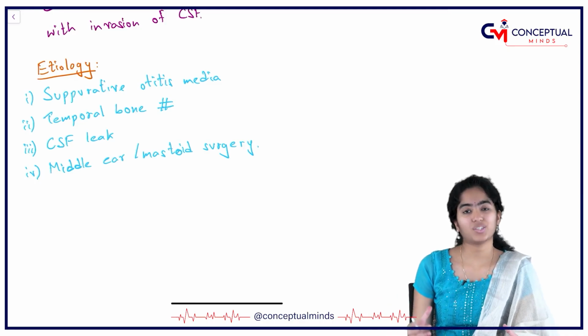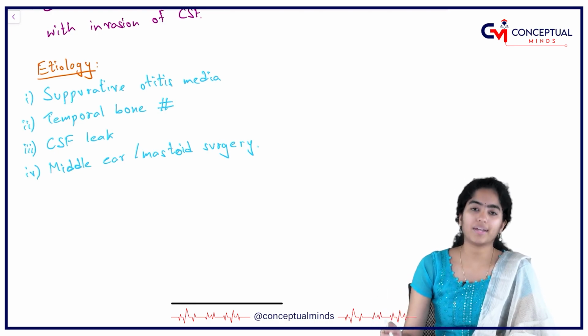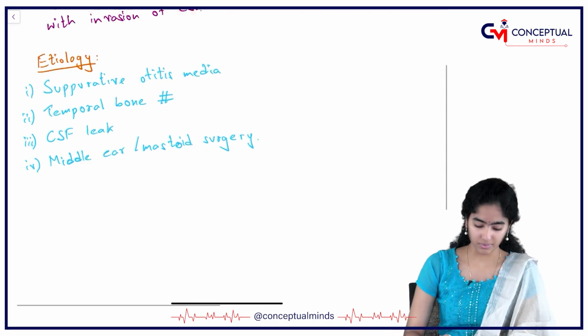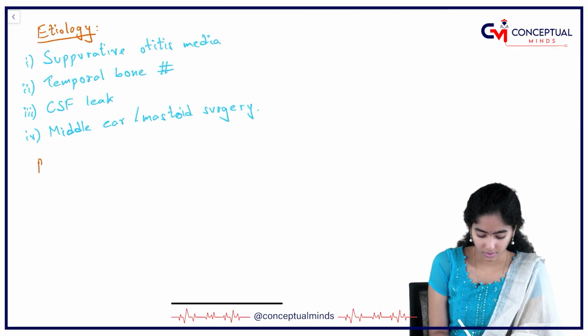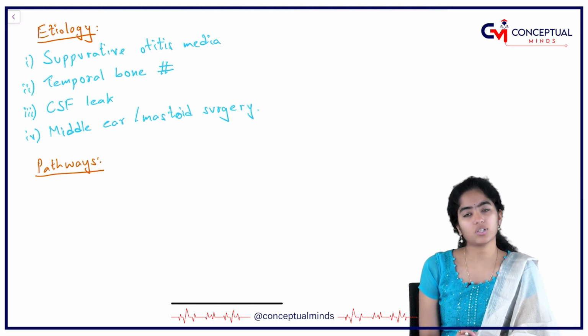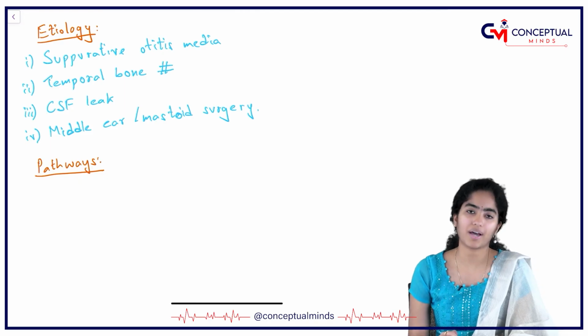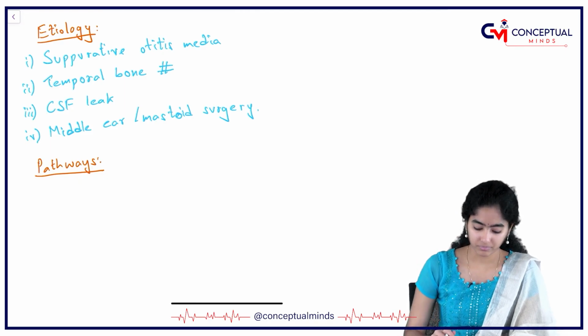Now, what is the pathway of infection? How is this infection reaching the meninges from the middle ear? That is important. There are a few natural and normal pathways and also sometimes certain abnormal pathways of communication are present. Let us see all of them.